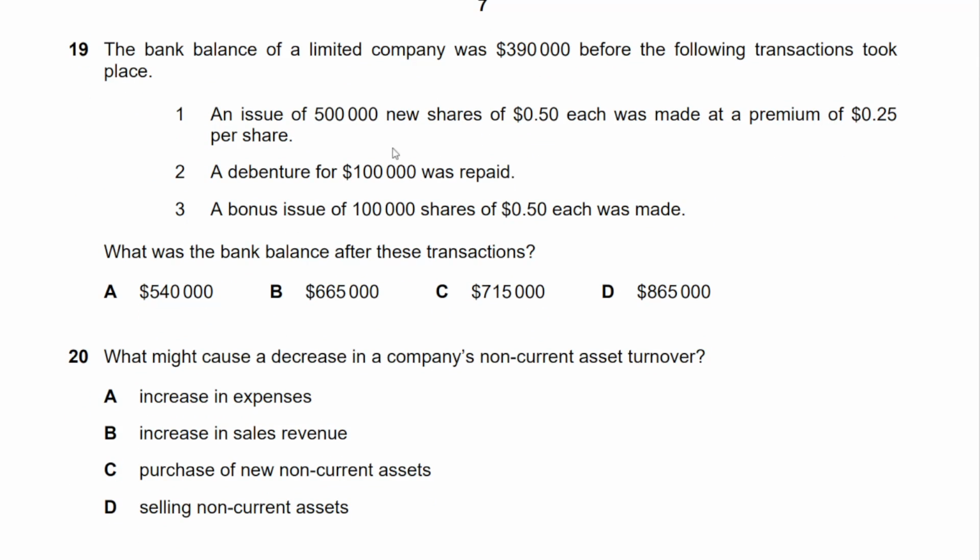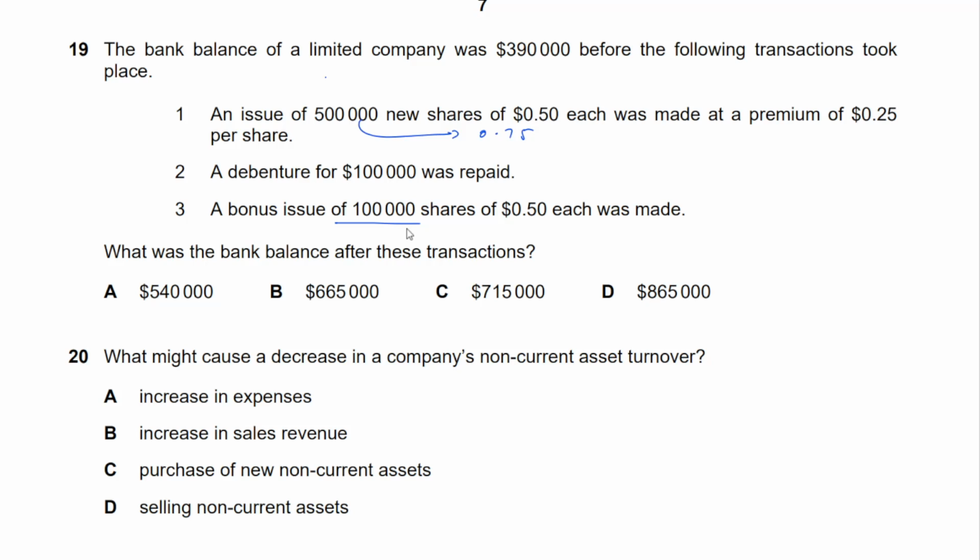The bank balance of a limited company was 390,000 before the following transactions took place. An issue of 50,000 new shares of 0.5 each was made at a premium of 0.25. So in total, we got 0.75 from each share, right? A debenture of 100,000 was repaid. That's a negative cash flow. It's a cash outflow. We have to subtract it, obviously. A bonus issue of 100,000 shares. A bonus issue does not affect your cash or bank, right? Because it's made out of your share premium account.